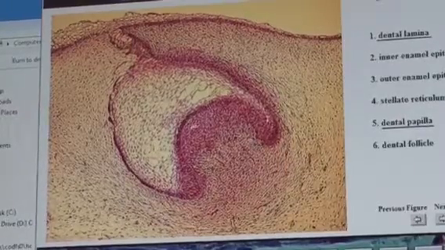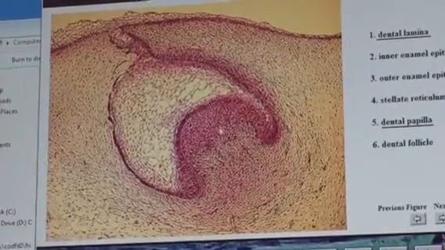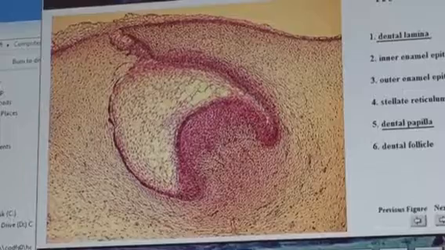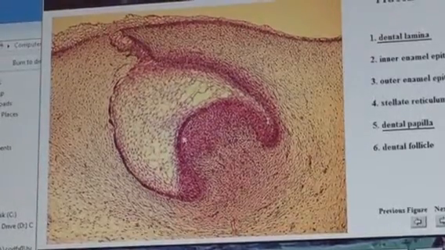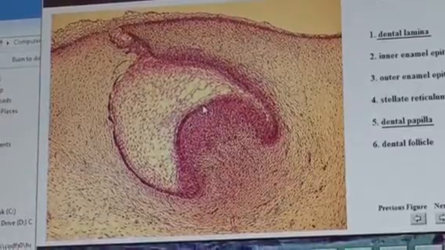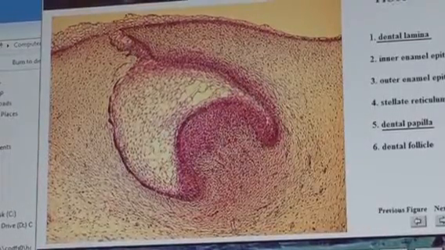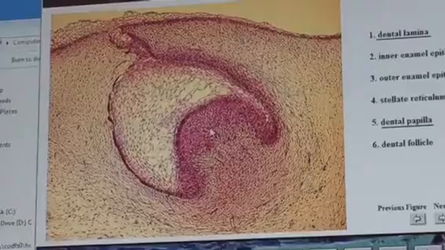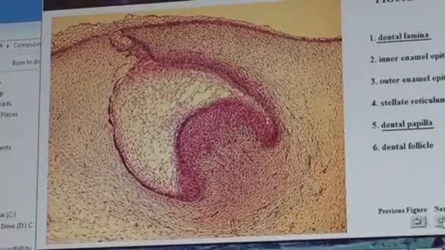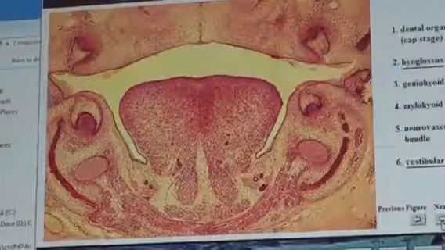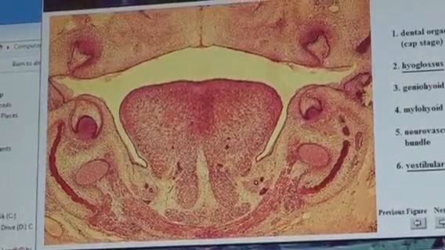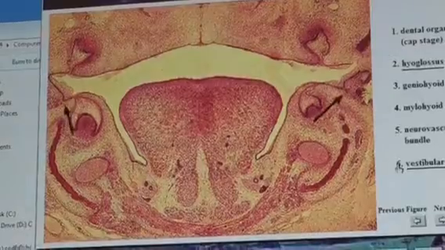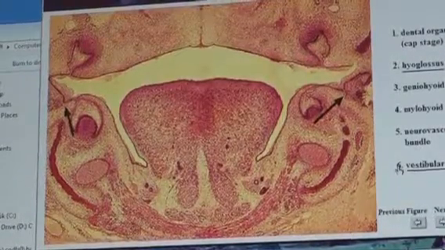Another cap stage. It's the dental papilla. We've got that dental sac going around. Stellate reticulum. There's the inner enamel epithelium and the outer enamel epithelium. So that's cap stage as well. And we've got 4 cap stages, and right there, those are the vestibular laminae.